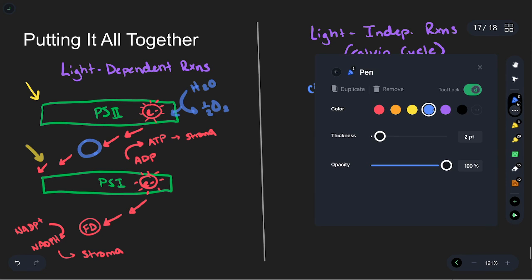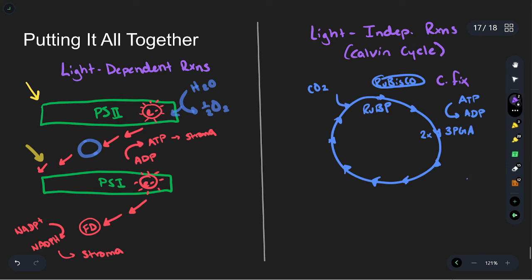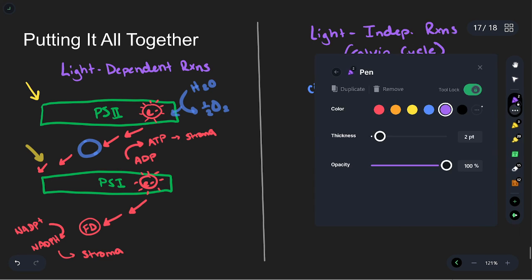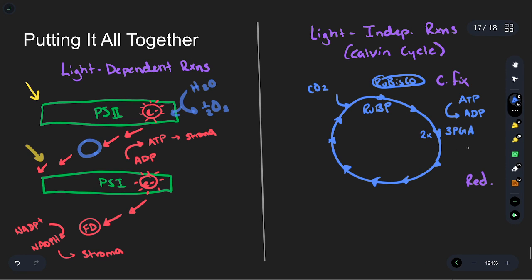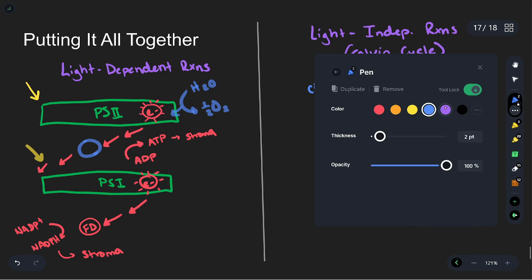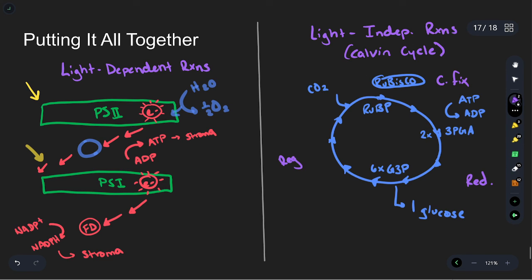In reduction, sorry, that's our next part of the Calvin cycle. 3-phosphoglyceric acid is going to be reduced to 6 molecules of glyceraldehyde 3-phosphate. So one of these is released and goes through another metabolic pathway in which we get glucose. 5 of them get regenerated. That's the next step.